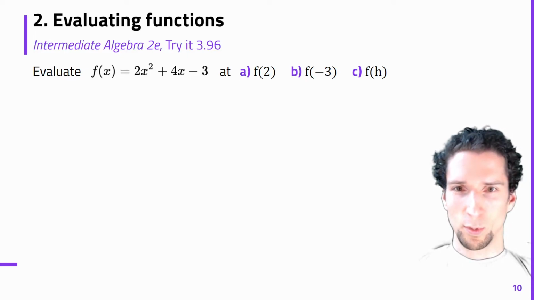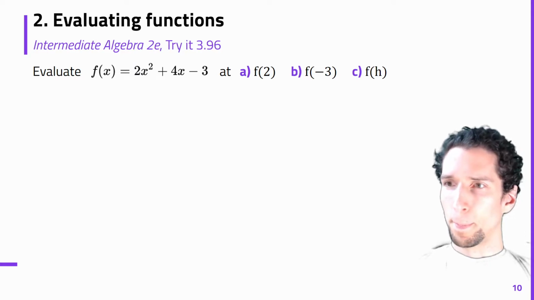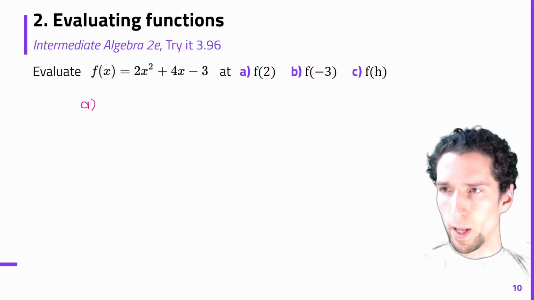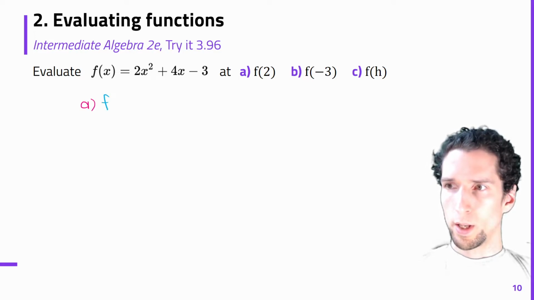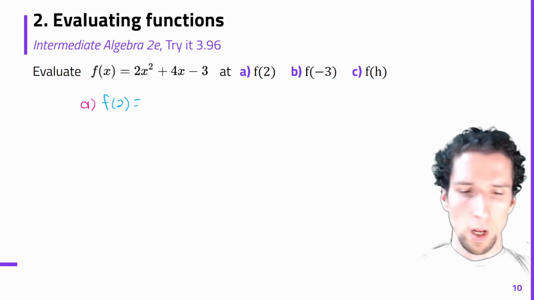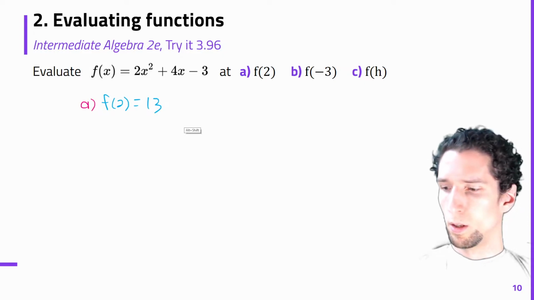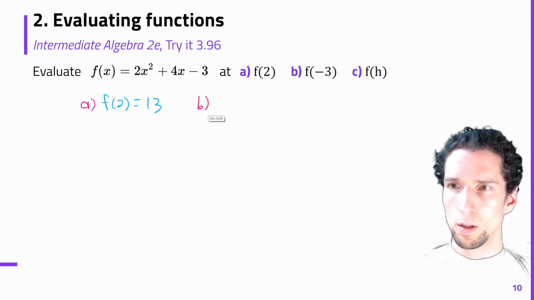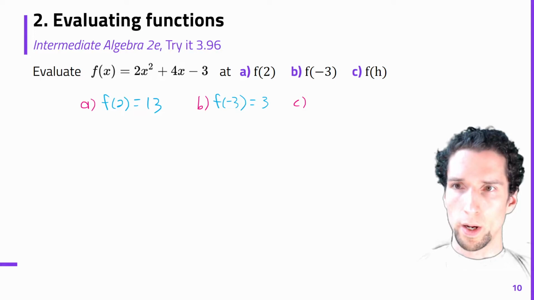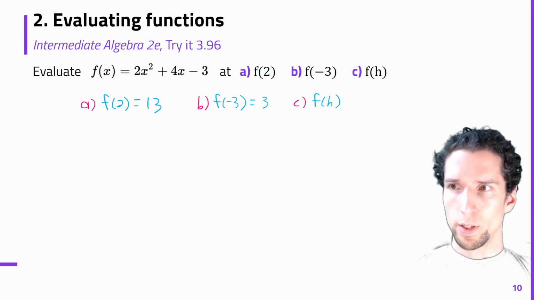To hide my pen tool behind my face. All right, so our first one here, part A, which is f at 2. I'm just going to go to my notes, and my answer here was 13. For part B, f at -3, my answer was +3. And part C here, my answer was f at h. That's the whole thing.